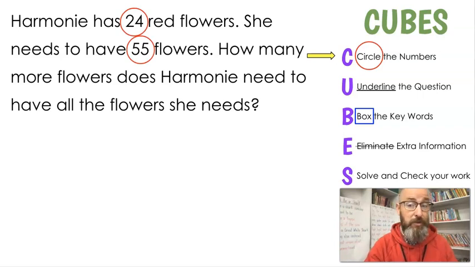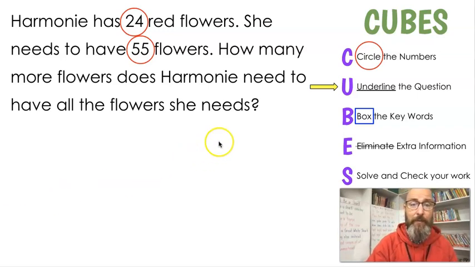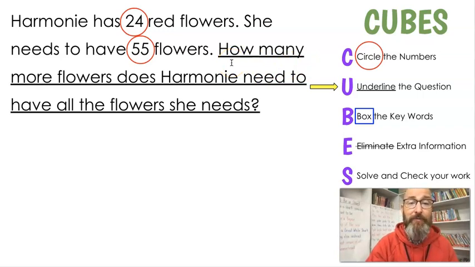Next we have U. What does U stand for? Underline the question. Now again, if we're using that same method where we start with a question mark and we go backwards, this is a long question, but I don't see any periods, so I have to keep going. Again, I see another how, so that must be an asking word. How many more flowers does Harmony need to have all the flowers she needs? So we've done C, we've done U. It's time to do B.